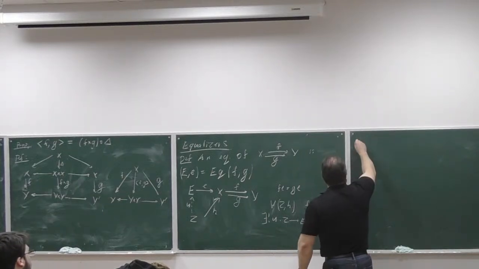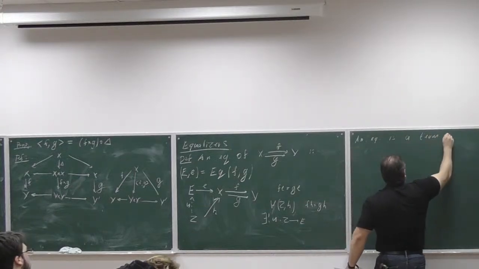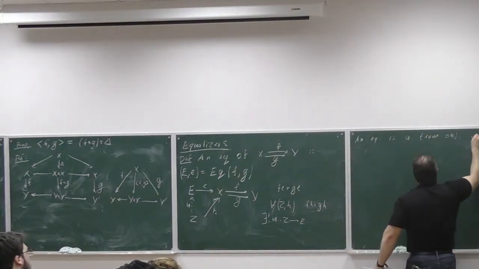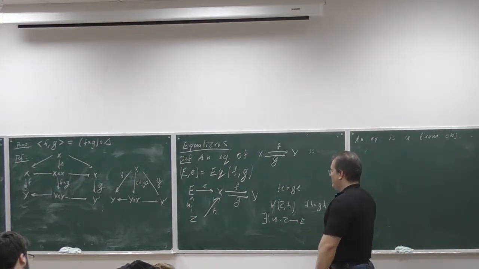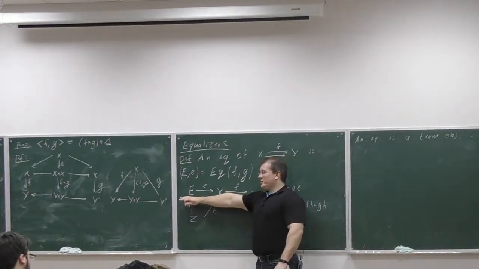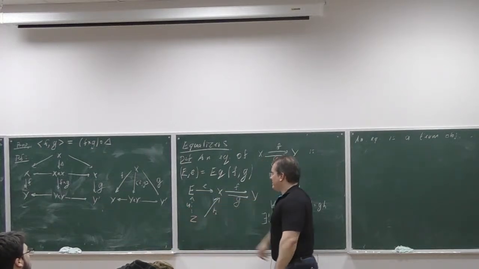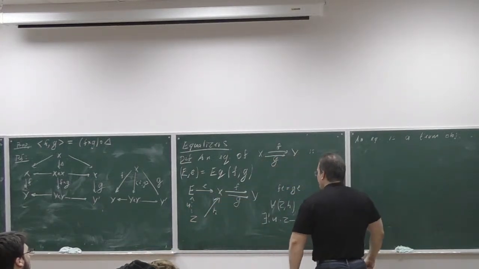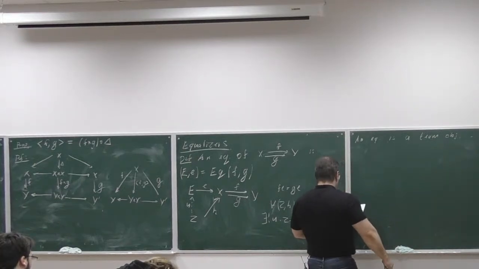Again, as before, we can notice that an equalizer is a terminal object in some category. I think it's clear what the category is and what the maps in this category are. So objects are just these forks, right? And maps are maps between forks that make this triangle commutative. Okay, remarks?